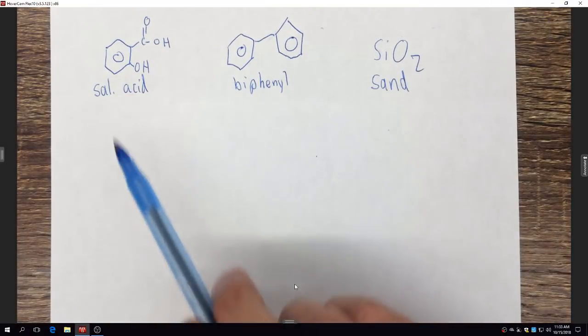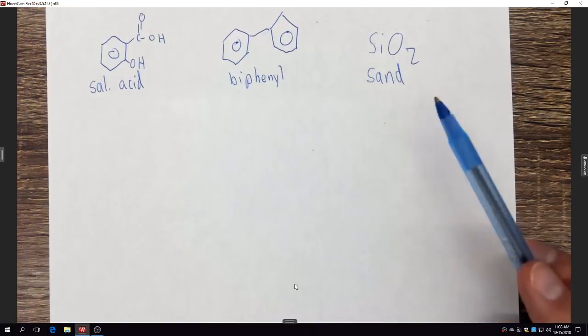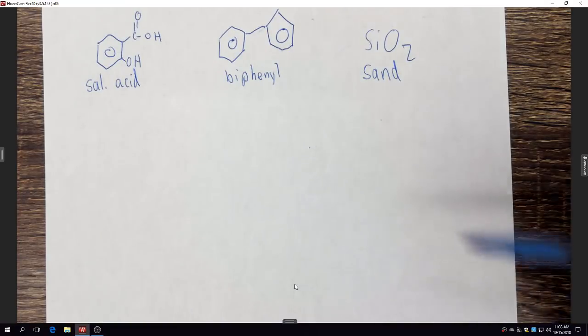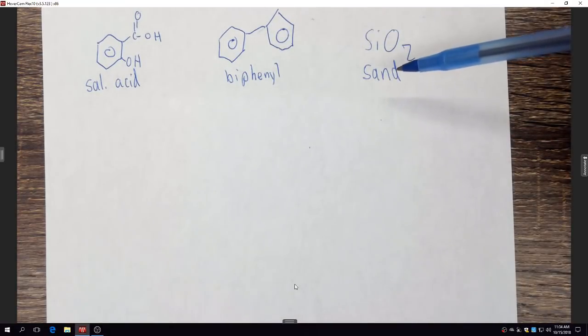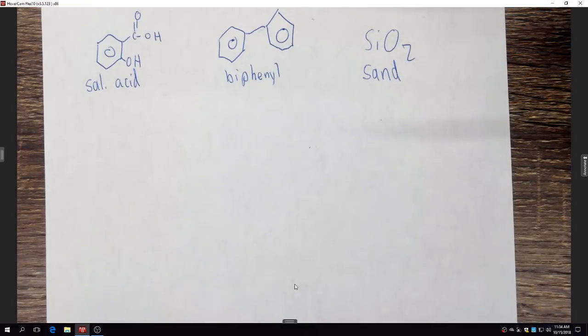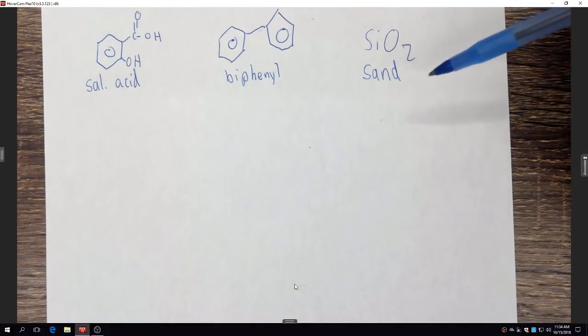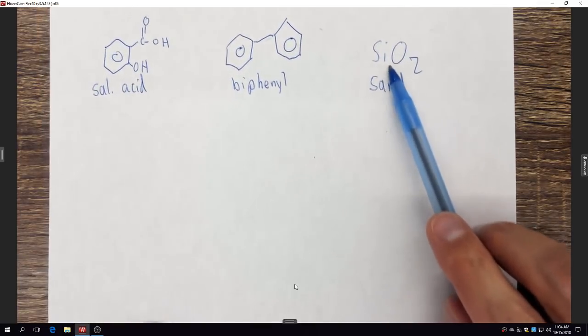So we want to look at how we could separate these molecules. The first thing that we're going to do is separate them based on solubility. Two of these molecules are soluble in organic solvent, and one of them is not soluble in pretty much anything. Which of these three molecules isn't soluble in anything, with the possible exception of hydrofluoric acid, which it reacts with? Sand, right? You go to the beach, the sand doesn't dissolve in water. The sand also doesn't dissolve in common organic solvents. So this is not soluble in anything.